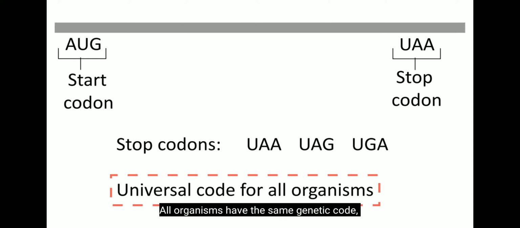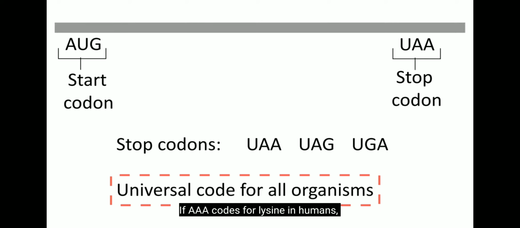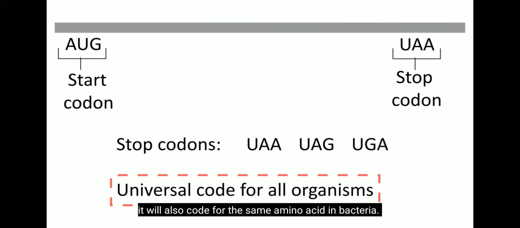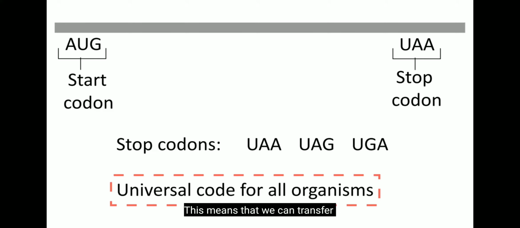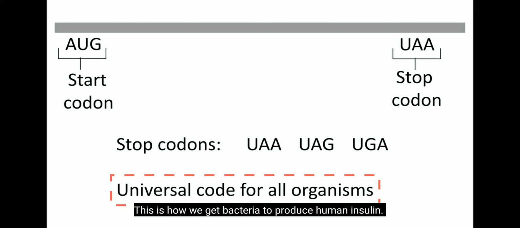All organisms have the same genetic code, with very few exceptions. If AAA codes for lysine in humans, it will also code for the same amino acid in bacteria. This means that we can transfer a human gene for insulin into bacteria and the gene will still work. This is how we get bacteria to produce human insulin.